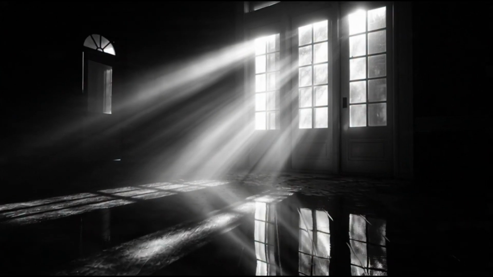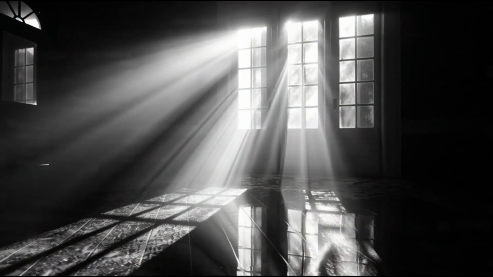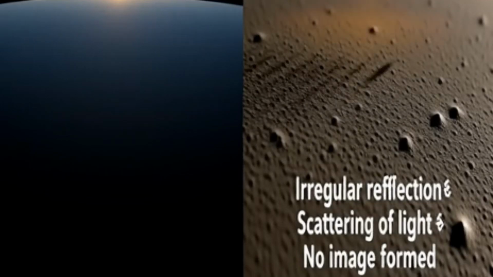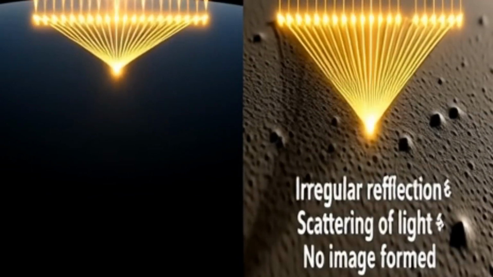Now let us connect this science to daily life. Mirrors are smooth surfaces. Because of this smoothness, light reflects in a regular manner and we get a clear image. Rough surfaces, on the other hand, scatter light in different directions. That is why images formed on rough surfaces are unclear or not visible.